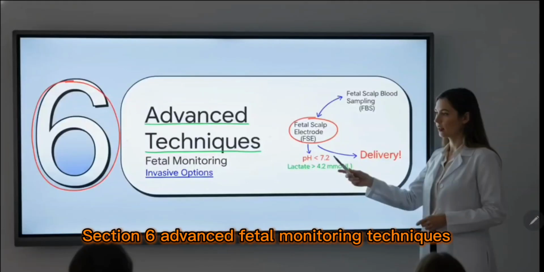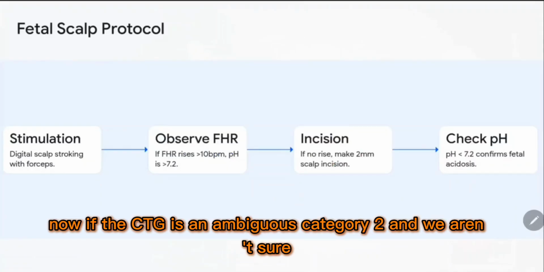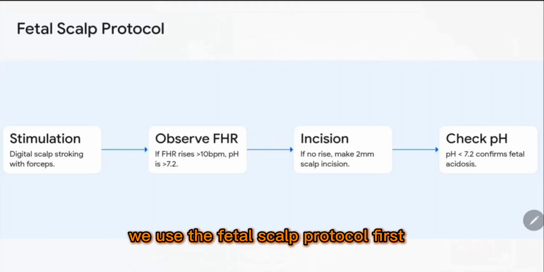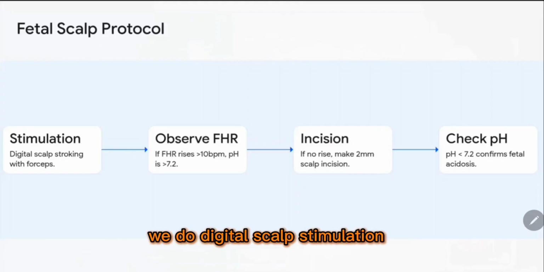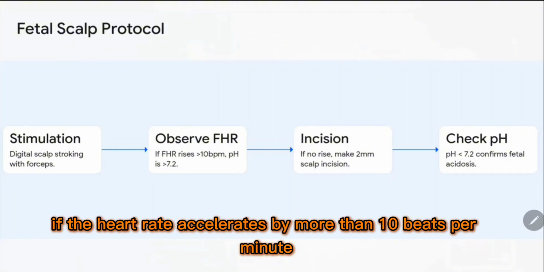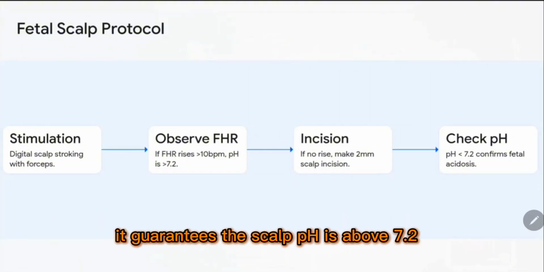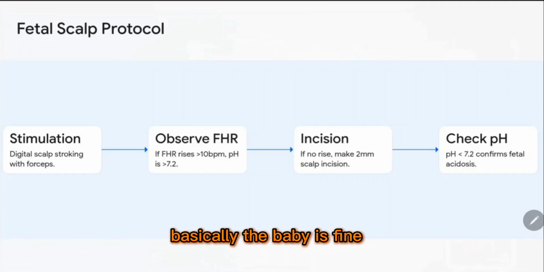Finally, Section 6, Advanced Fetal Monitoring Techniques. Now, if the CTG is an ambiguous Category 2 and we aren't sure, we use the fetal scalp protocol. First, we do digital scalp stimulation, usually using Allis forceps. If the heart rate accelerates by more than 10 beats per minute, it guarantees the scalp pH is above 7.2. Basically, the baby is fine.